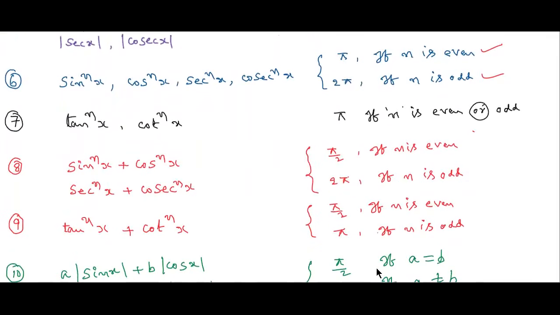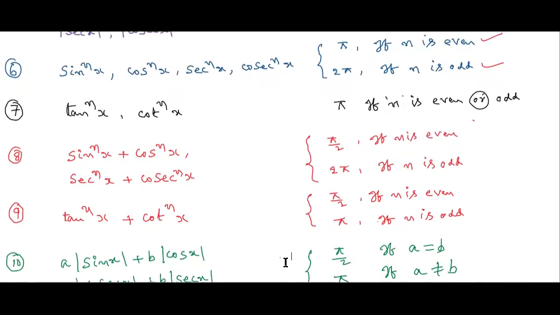The period of sin power nx plus cos power nx, secant power nx plus cosecant power nx: if n is even, period is pi by 2. If n is odd, the period is 2 pi. Okay. Tan power nx plus cot power nx: if n is even, pi by 2 is the period. If n is odd, pi is the period. Remember it, shortcut method.